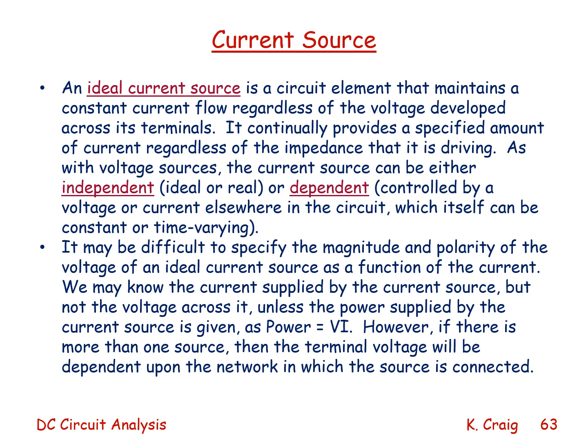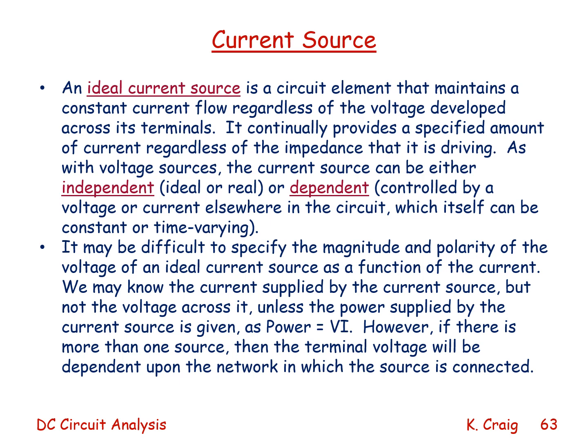Current source. An ideal current source is a circuit element that maintains a constant current flow regardless of the voltage developed across its terminals. It continually provides a specified amount of current regardless of the impedance that it is driving. As with voltage sources, the current source can be either independent, ideal or real, or dependent, controlled by a voltage or current elsewhere in the circuit, which itself can be constant or time varying.